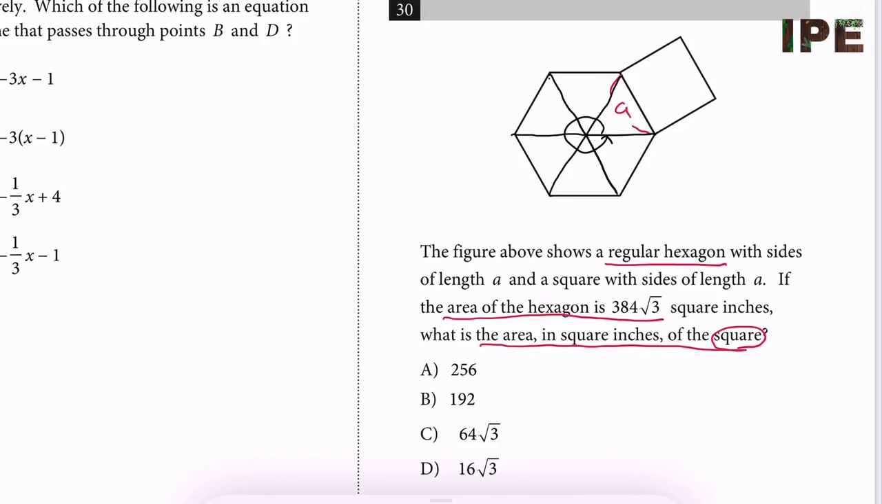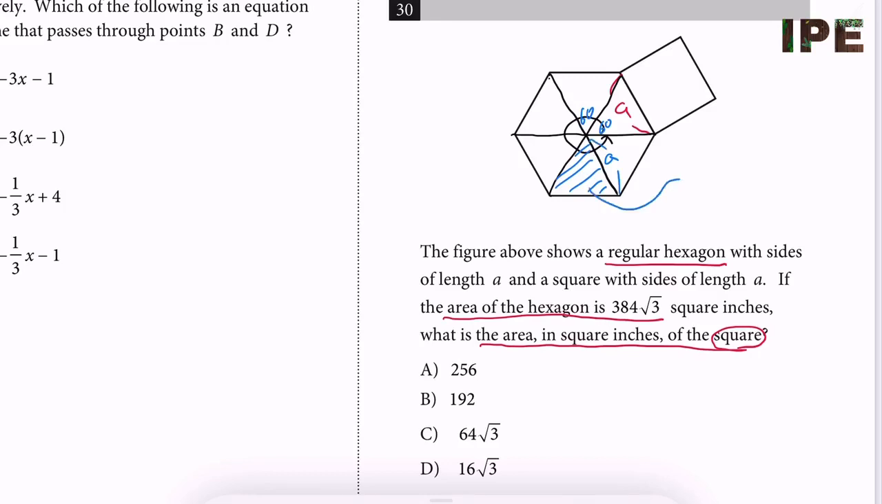That means each angle is 60 degrees. So this angle is 60 degrees. All these angles are 60 degrees because it's a regular hexagon, which means this triangle is an equilateral triangle. Okay? And then the length of the side is a.